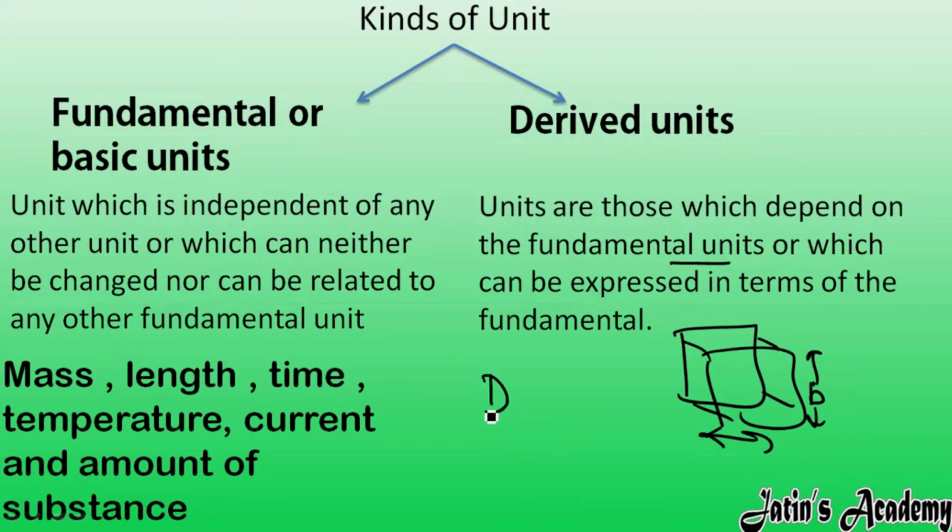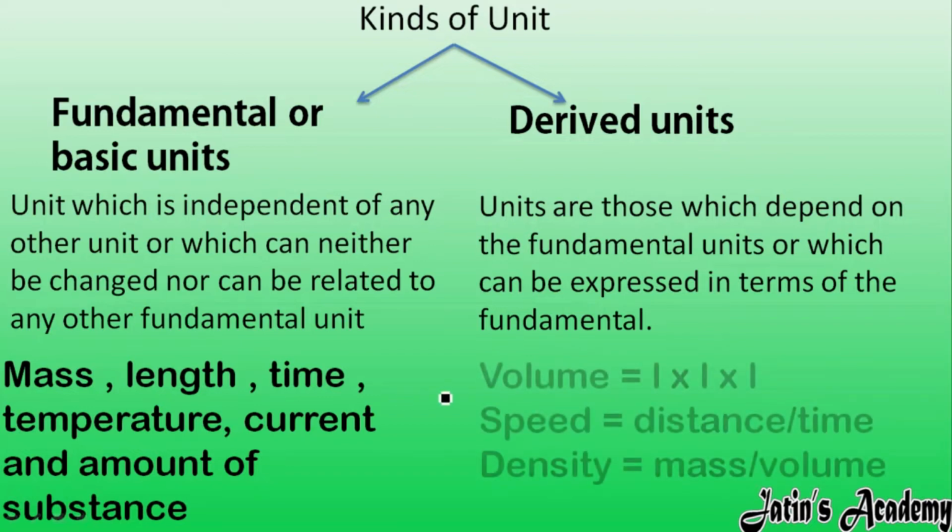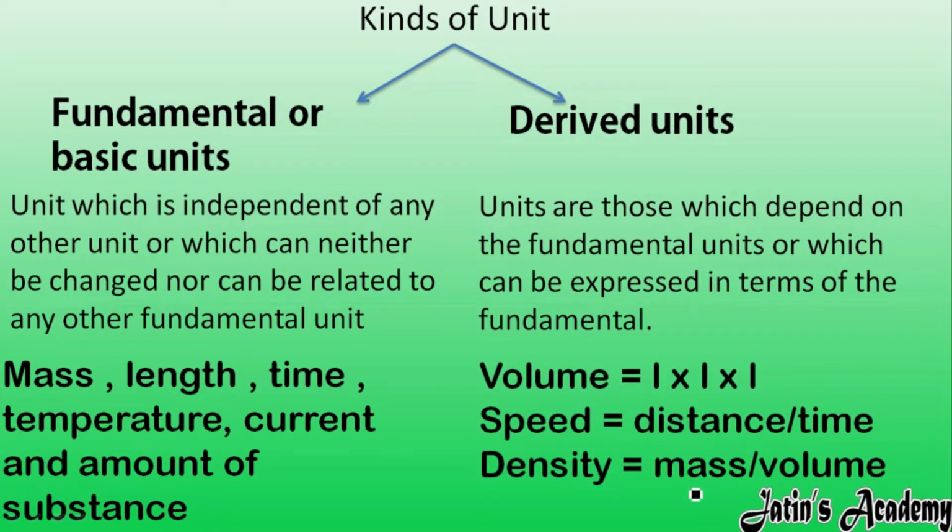If I will say density is what? Mass over volume. So in order to know the density, I should know the unit of mass also. I should know the unit of volume also. So both these, if I will know, then only I will know the density. So the units which are dependent on any other fundamental units, that is known as derived units. For example, volume, speed, density.